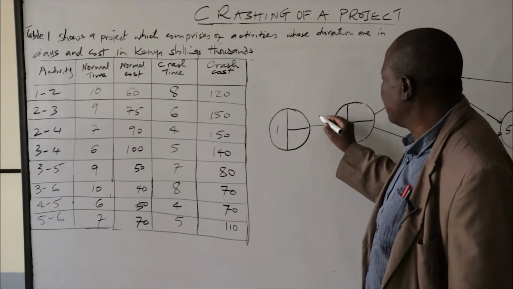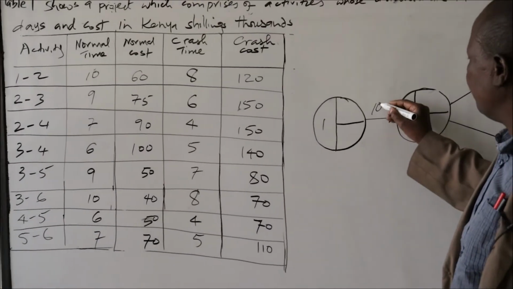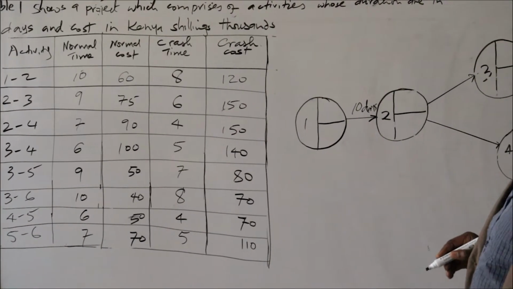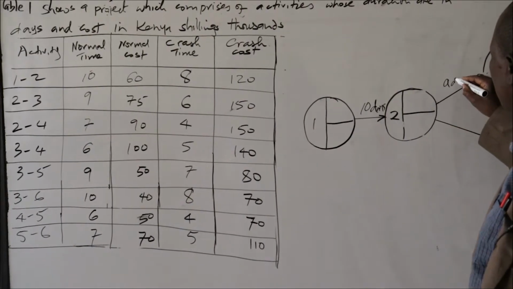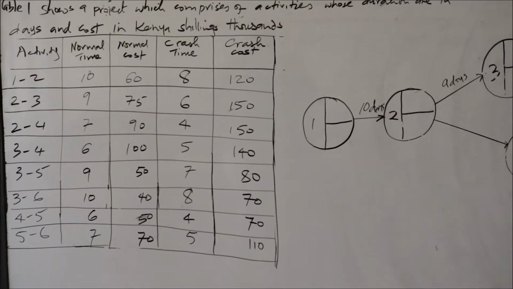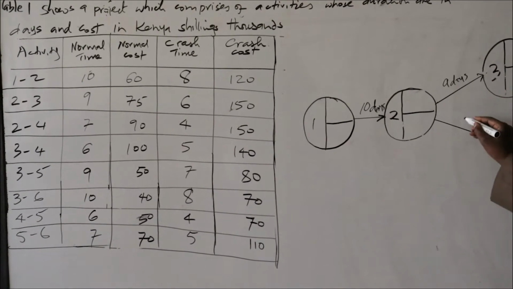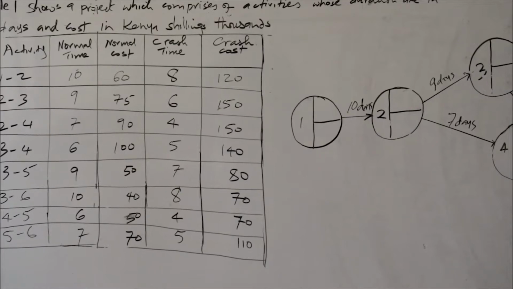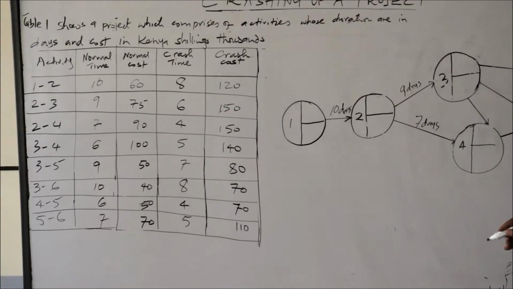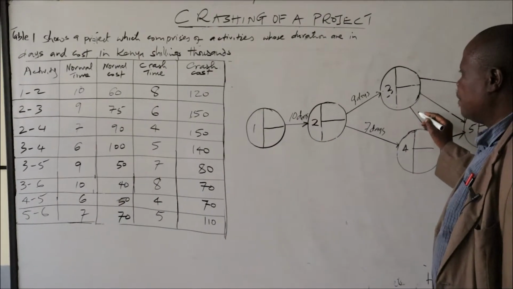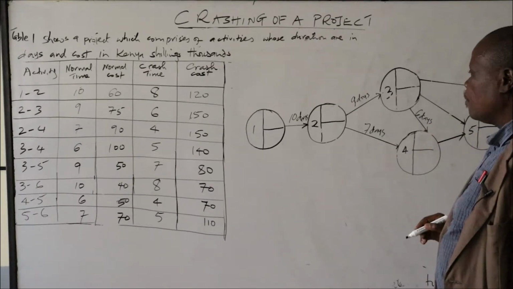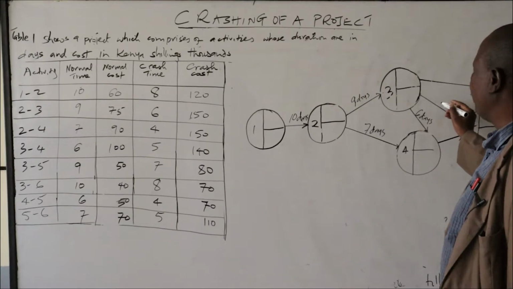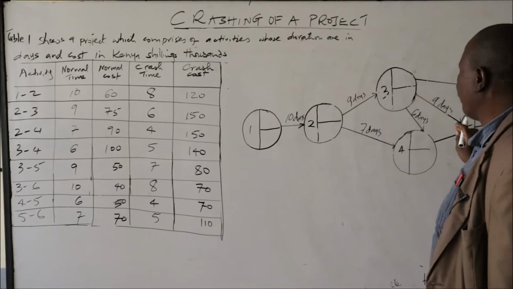That is 1 to 2 takes 10 days. Then 2 to 3 takes 9 days. 2 to 4, 7 days. 3 to 4 is 6 days. Then 3 to 5. 3 to 5 is 9 days.